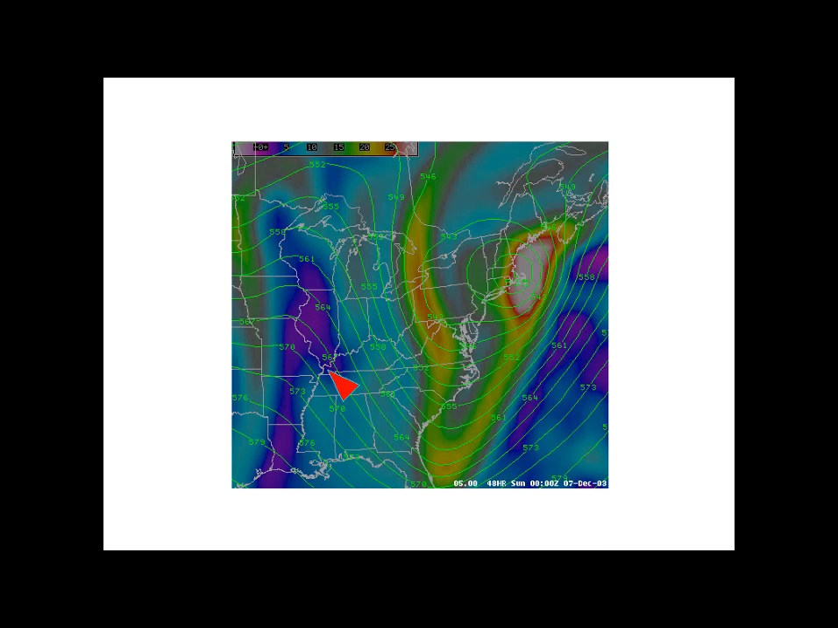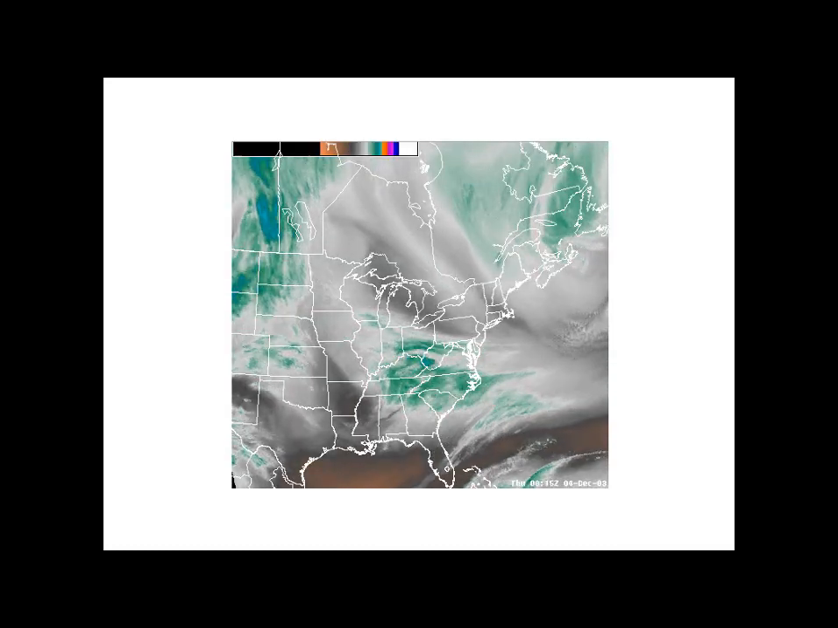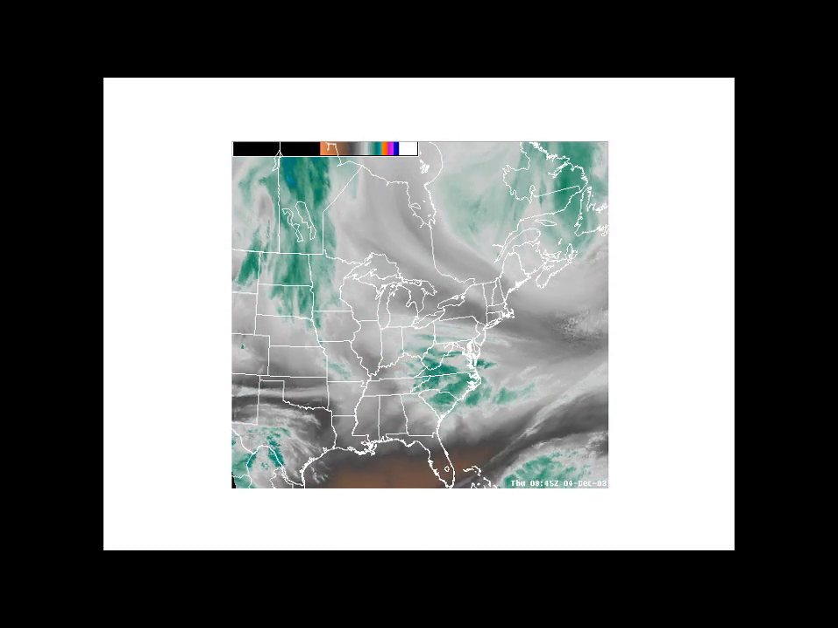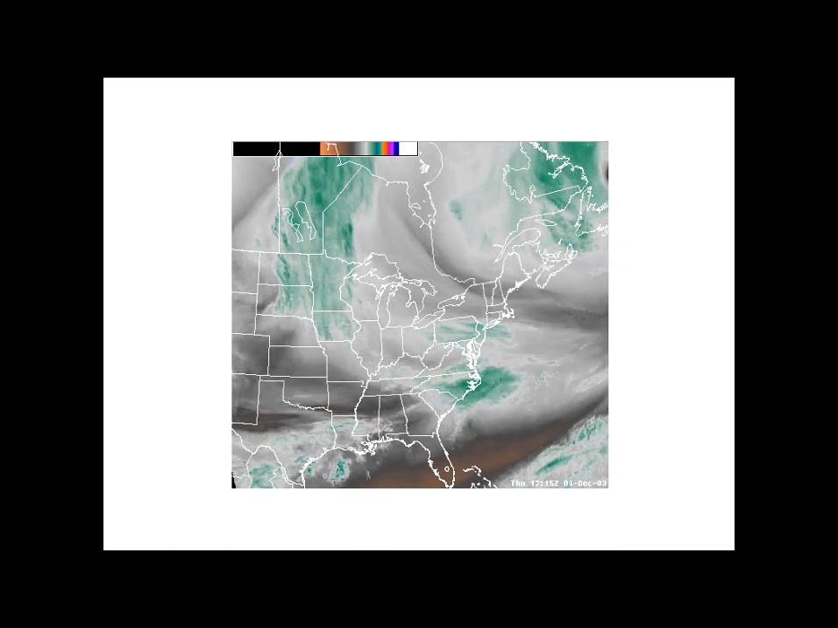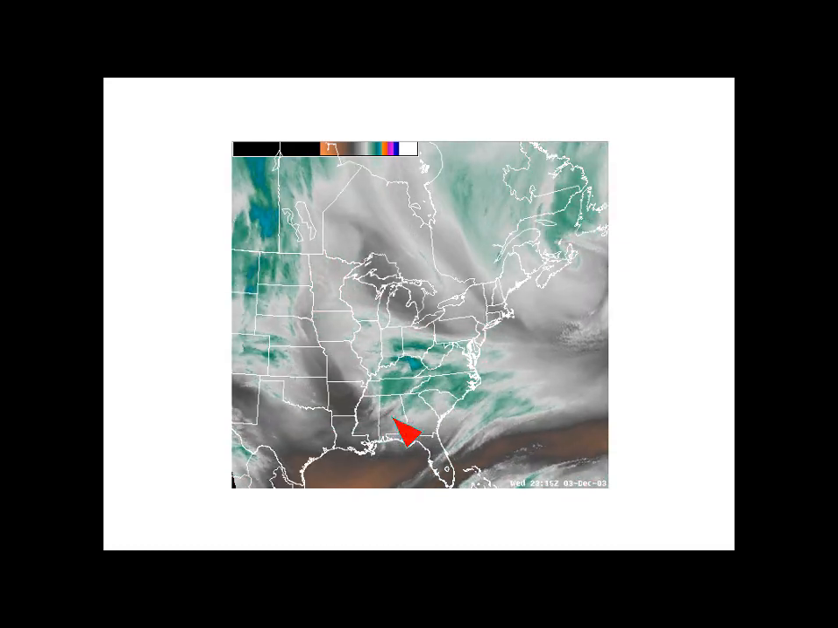How can the satellite imagery be used to see what specifically is going to help intensify this system? How can we track it? Let's start off by looking at the water vapor imagery. And what we'll look at first is across the southeast.